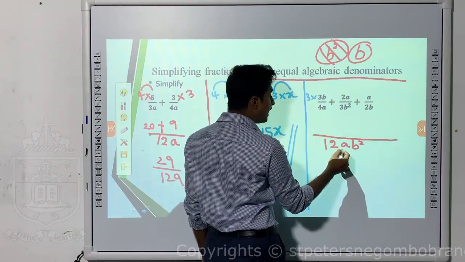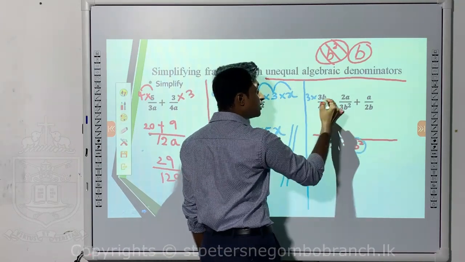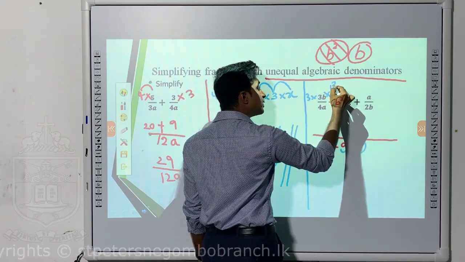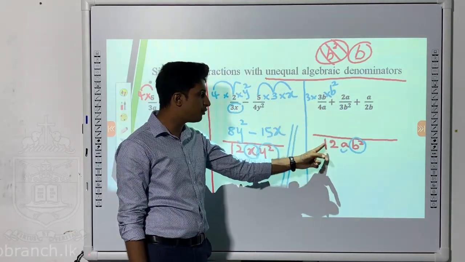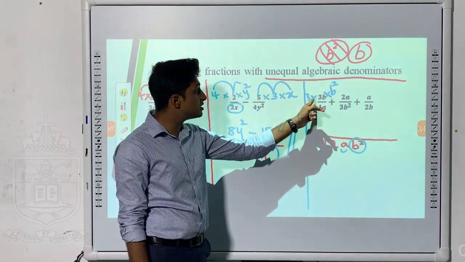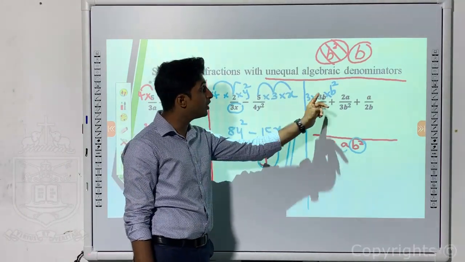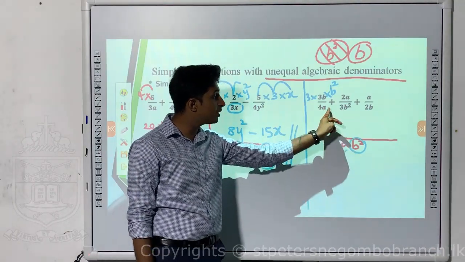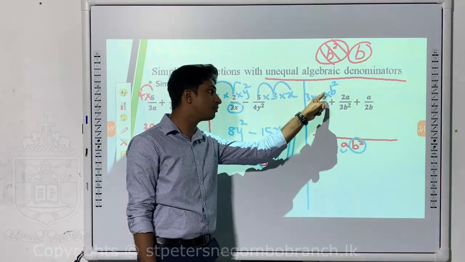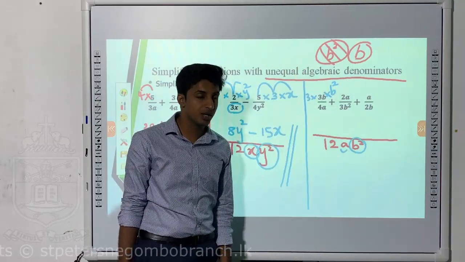You have an A, you don't have a B squared. So for this, I have to give another B squared. You have to multiply 4 times 3 to get 12. Then this also has to be multiplied by 3. I already have an A in the denominator, but I don't have a B squared. So I have to give it. So I have to multiply the numerators also by B squared.